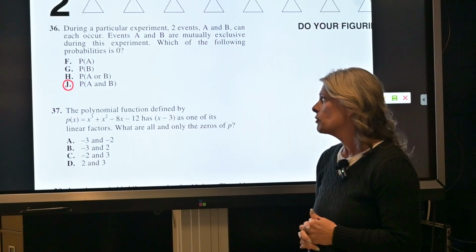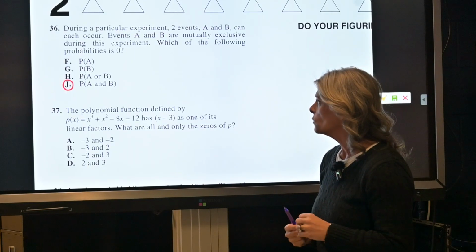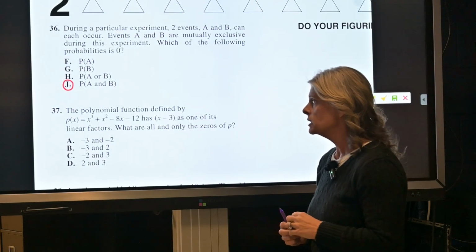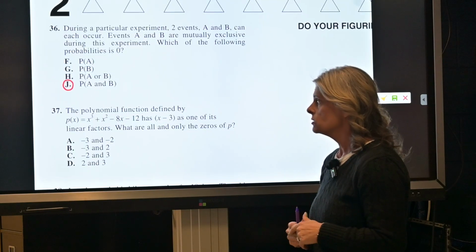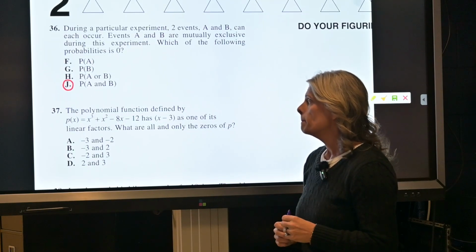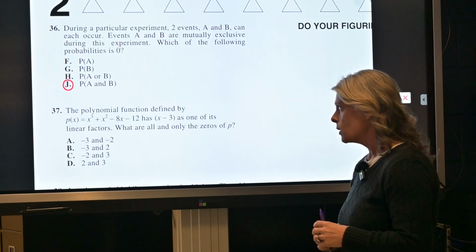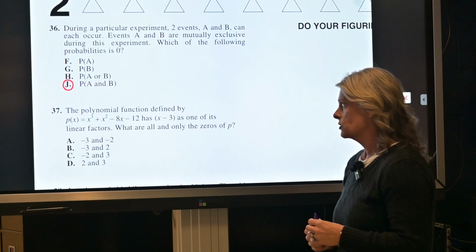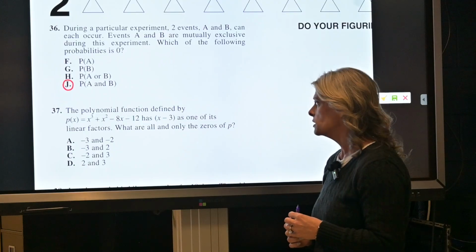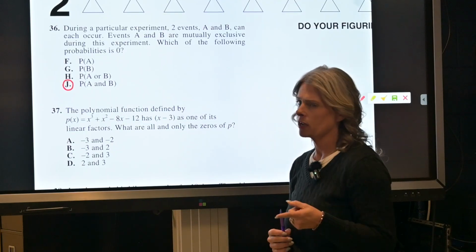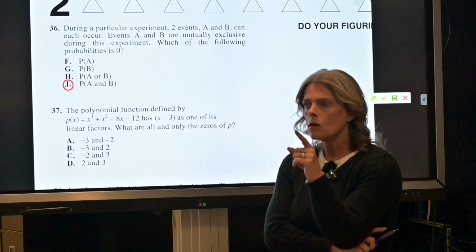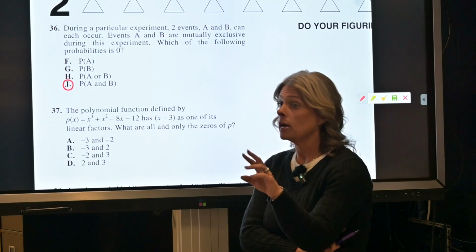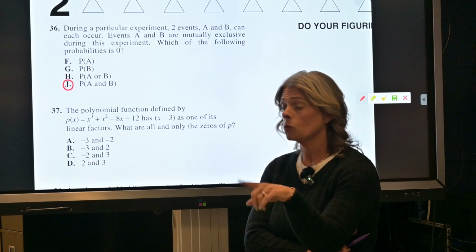Okay. 37 says the polynomial function defined by p of x equals x to the third plus x squared minus 8x minus 12 has x minus 3 as one of its linear factors. What are all of the other zeros of p? Where are we going to solve this in our calculator? Not y equals, though you could go there. Where else could we solve it?